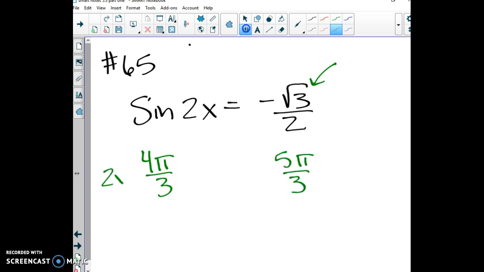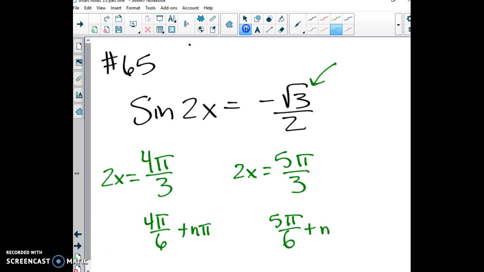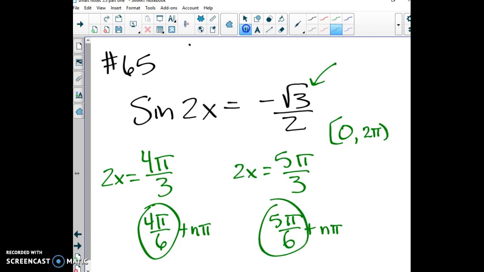So we know that 2x is equal to this. Twice the angle is equal to that. So in dividing both sides by 2, we get 4 pi over 6, and we get 5 pi over 6, plus n pi for each. If we're talking about the general solutions, we want to add that cycle or period of n pi. If we're talking about the range 0 to 2 pi, then we're just talking about the original answers that we came up with.